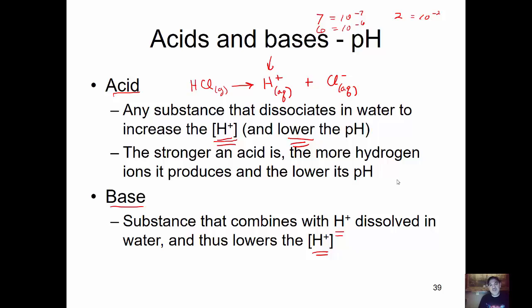And sometimes they call hydrogen ions protons. So sometimes you'll hear me refer to hydrogen ion as the same thing as saying a proton. Well, why? Because a hydrogen atom without its electron is a proton by itself.